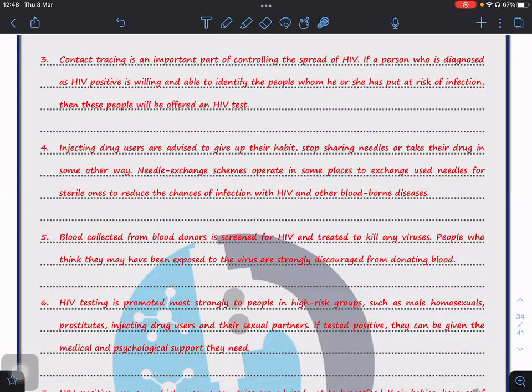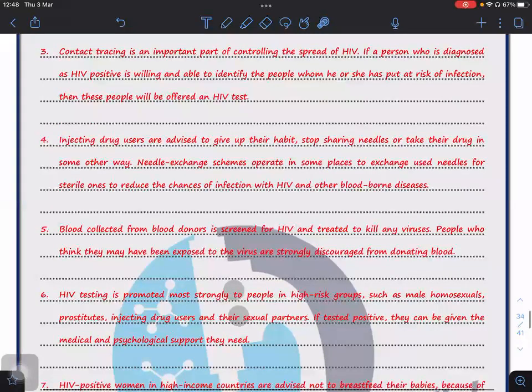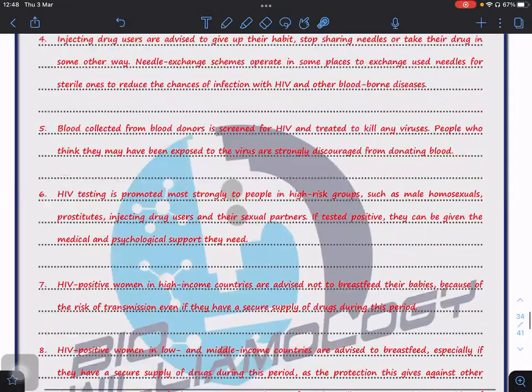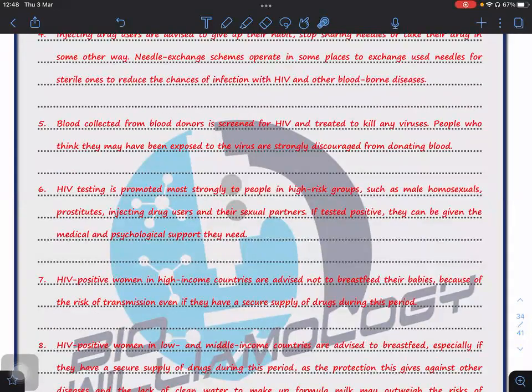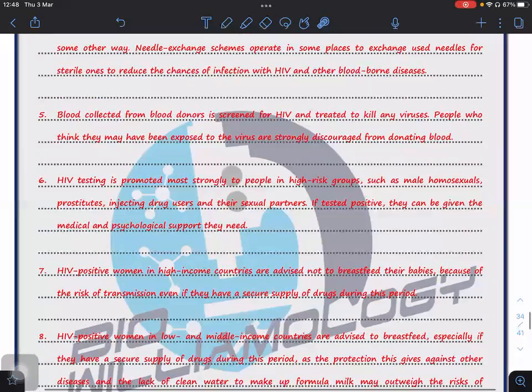Blood collected from blood donors is screened for HIV, and this is routine nowadays, to kill any viruses. HIV testing is strongly promoted among high-risk groups, for example male homosexuals, prostitutes, injecting drug users and their sex partners. If tested positive, they can be given the medical and psychological support they need.